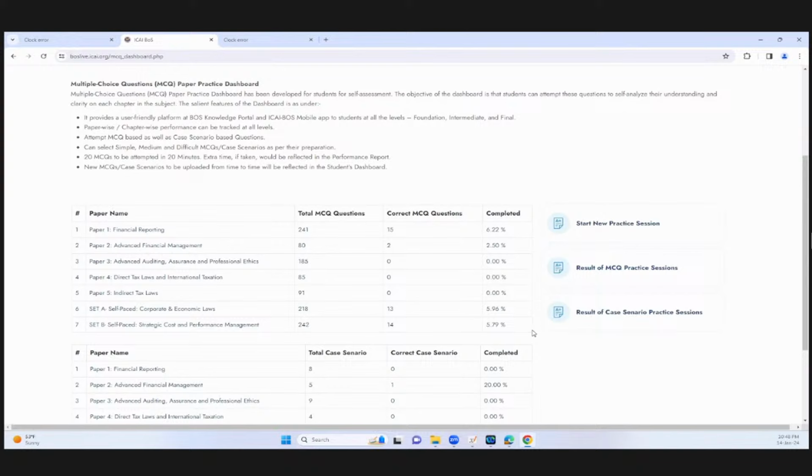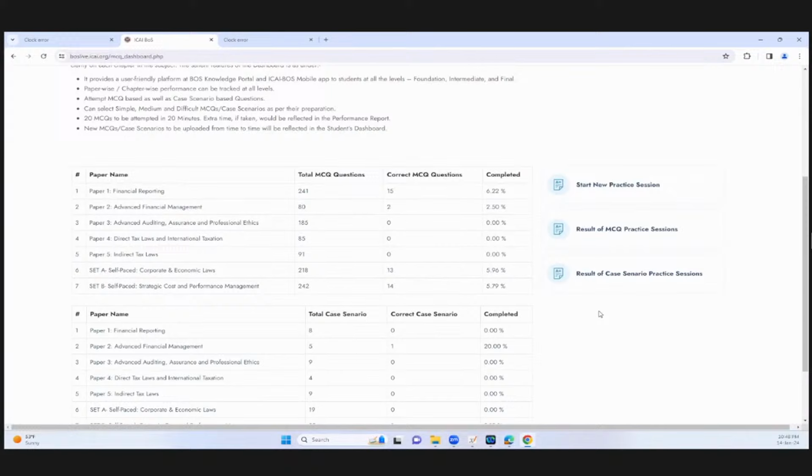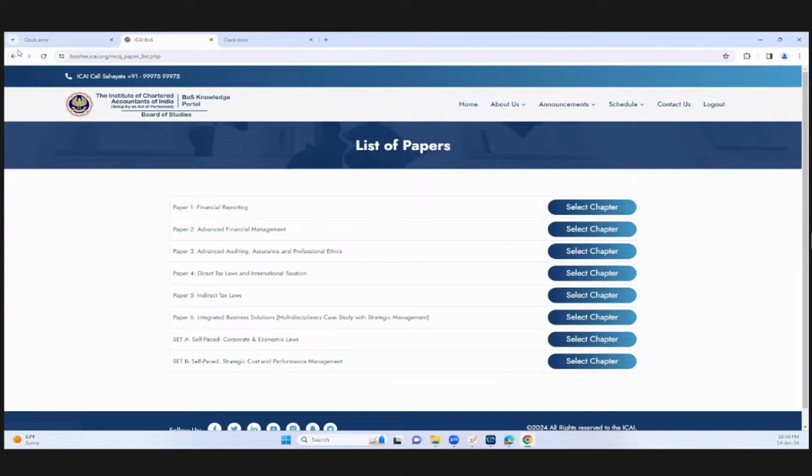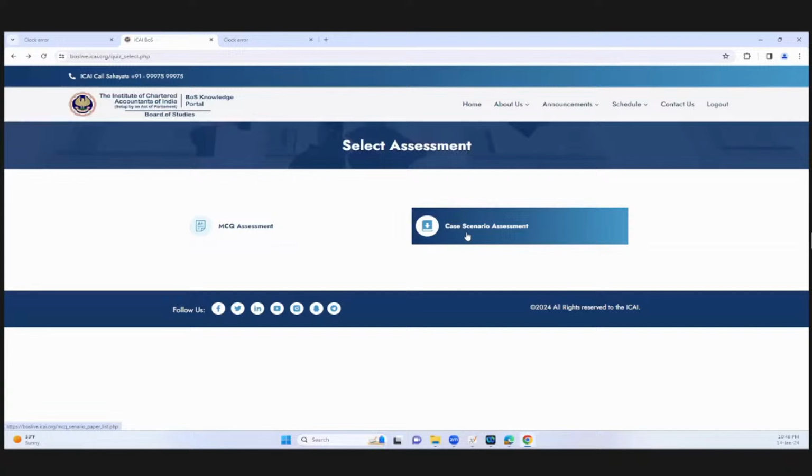So for that practice, just start the practice and you will see there are two types of MCQs: MCQ assessment and case scenario assessment. Case scenario assessments may be of more help to you for this paper. But the MCQ assessment consists of conceptual MCQs, which are for evaluating your understanding of a particular subject and topic.